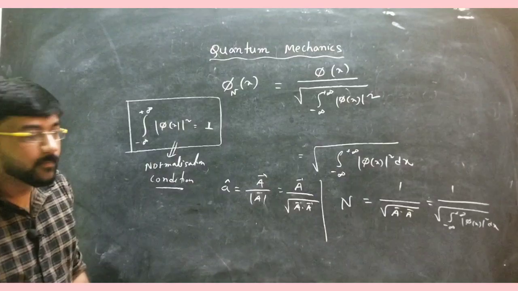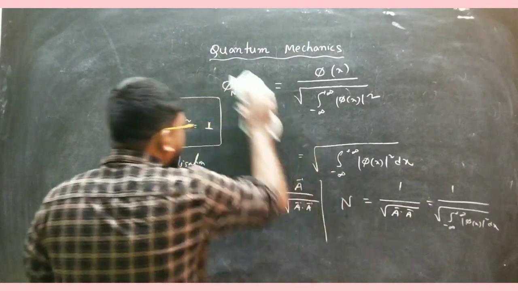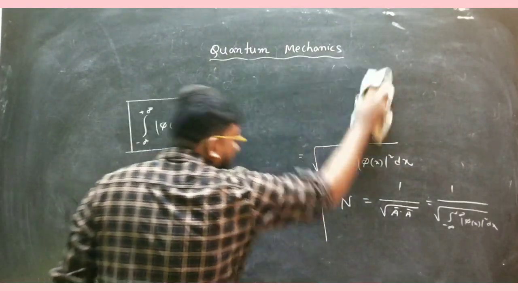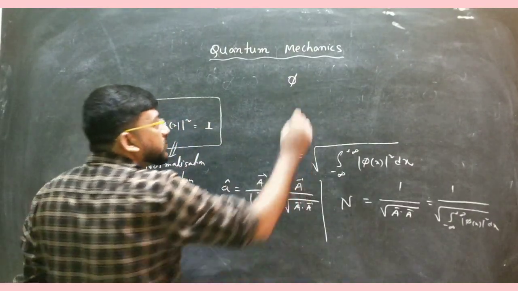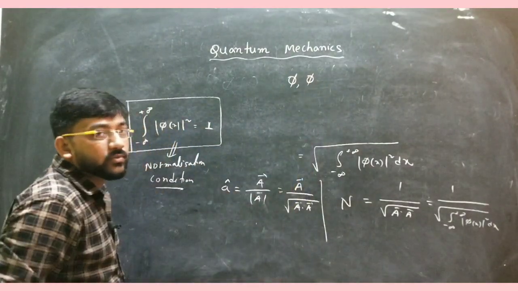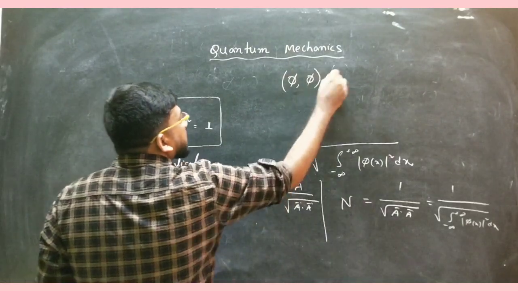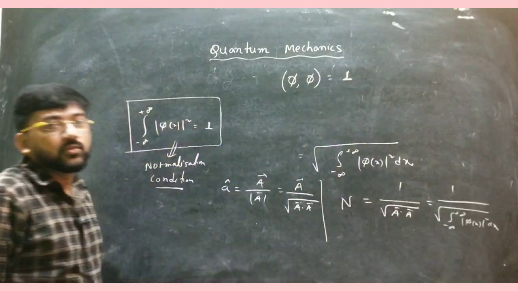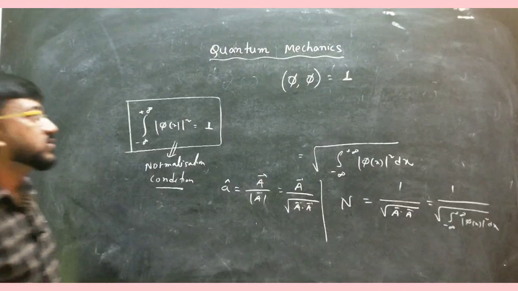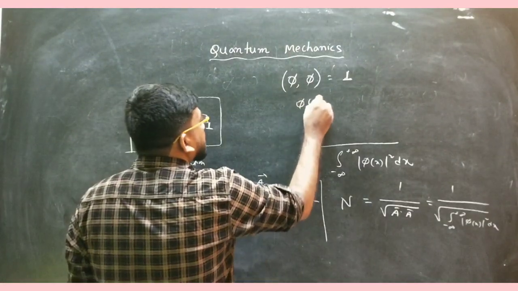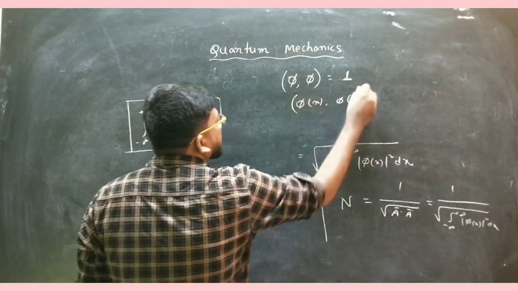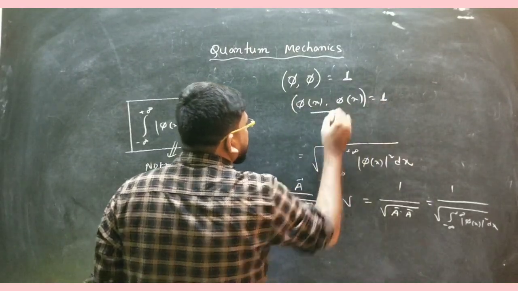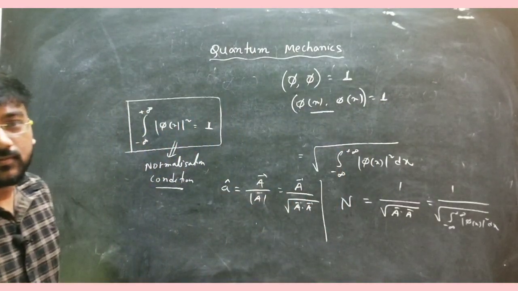So that means if you have any vector in Hilbert space, and if you take the dot product or the scalar product with itself, and if you get it as unity, then obviously this phi is a normalized wave function. So in general you can write it in this way also: if phi of x with phi of x is 1, then we can say this is a normalized wave function.